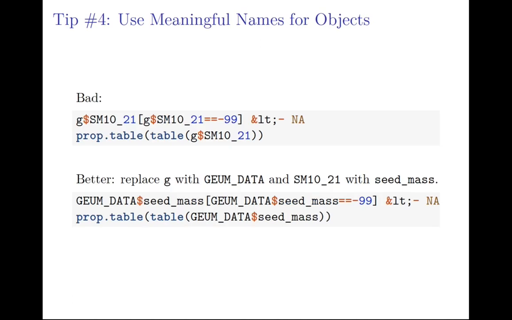Tip number 4, use meaningful names for objects. So you could have a set of code in this bad example that it's really hard to say what any of that means. Or you could do something a little bit better where you replace your G dataset with the name gmdata, and then your column name sm10_21 with seed mass. And that allows you to understand a little bit more about what's going on. So when you look at these lines of code, you get an idea of what might actually be. These names are meaningful to a human.